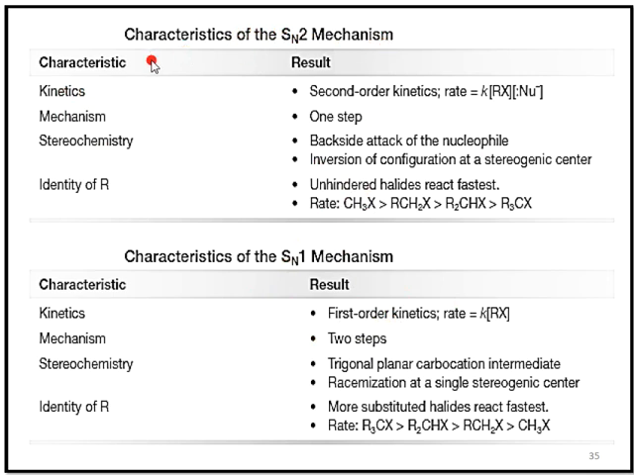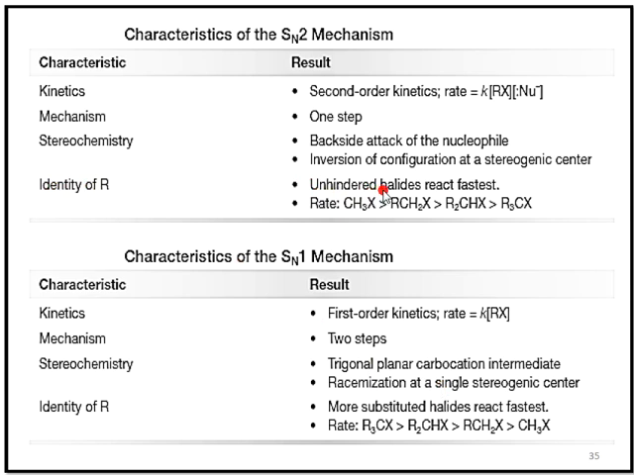The kinetics for the SN2 mechanism is second order kinetics. Look at the kinetics here: first order kinetics. The SN2 mechanism is just one step; the mechanism here is two steps. The stereochemistry for SN2 is backside attack of the nucleophile, with inversion of the configuration at the stereogenic center. Here, there is a trigonal planar carbocation intermediate, giving a racemic mixture: 50% retention of configuration and 50% inversion of configuration.